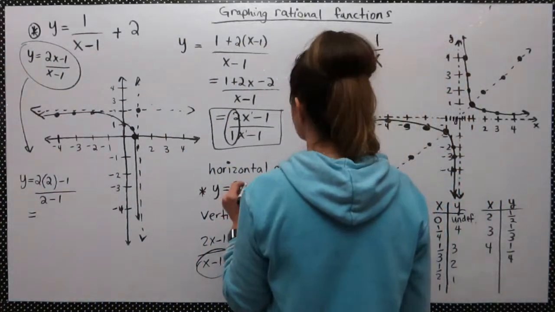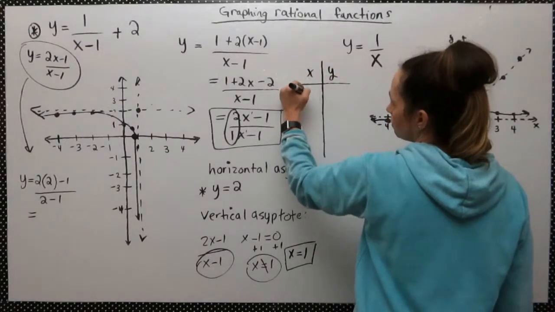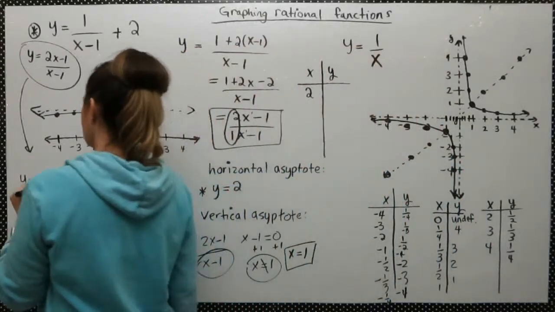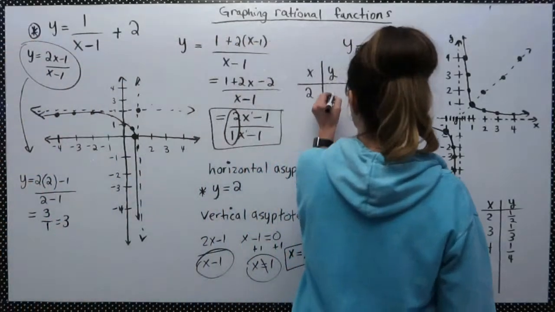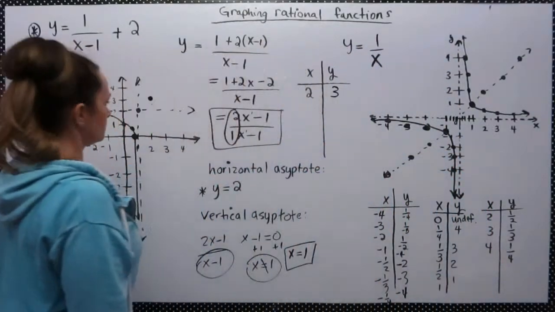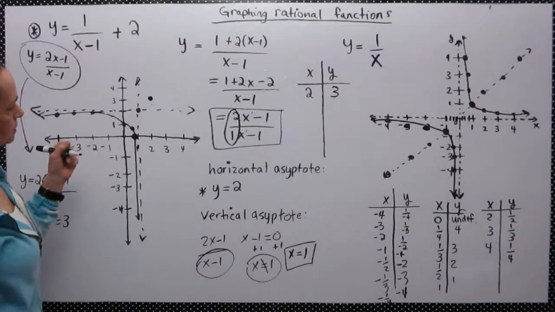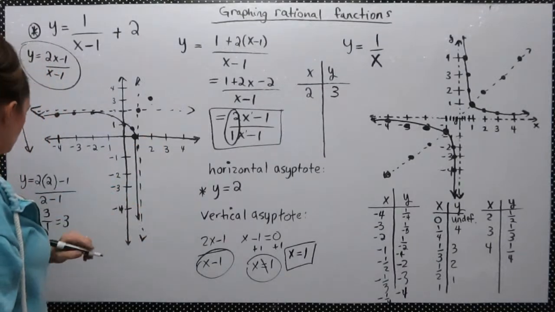When I erase my table, I didn't mean to do that. Well, when x is 2, y is going to be 2 times 2 is 4 minus 1, just 3, over 2 minus 1 is 1. It looks like 3. It's a good solid point there. So we've got 2, 3 on the graph right there, which we kind of already suspected. 2, 3. Let's see what's going on at 3. Hopefully that's helping.